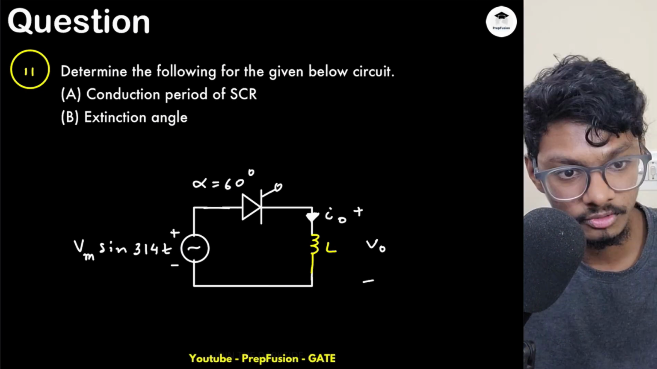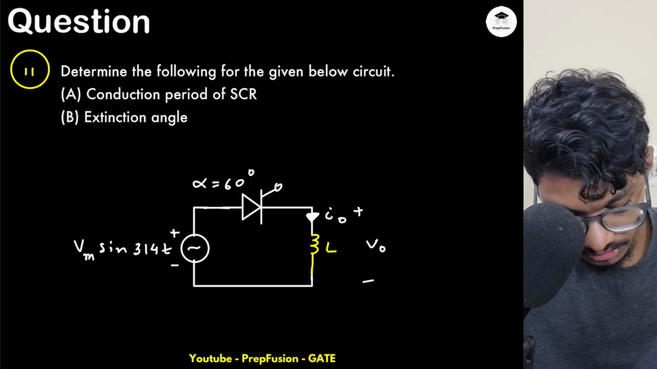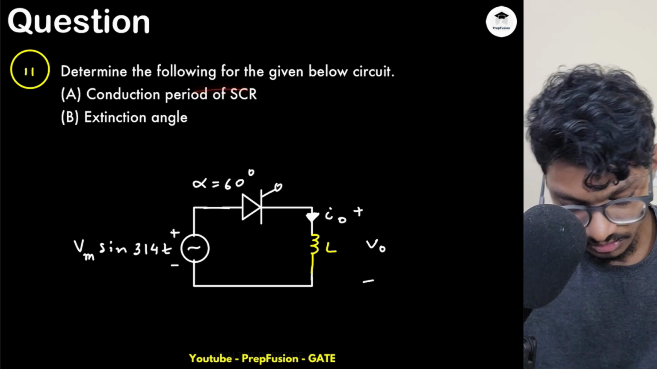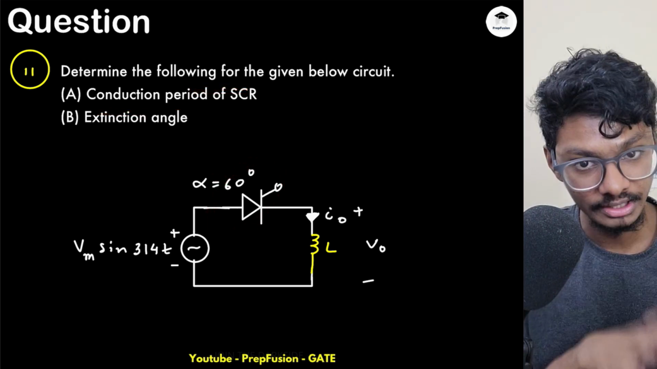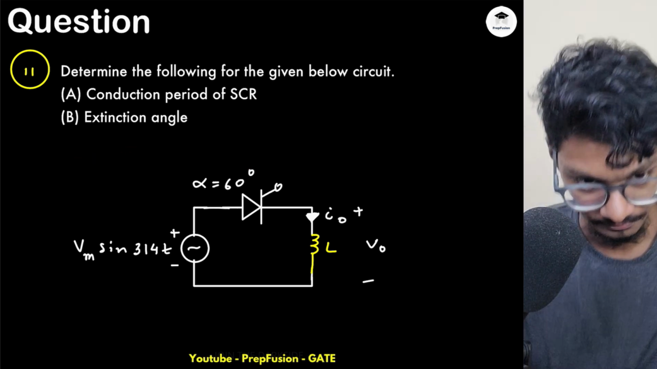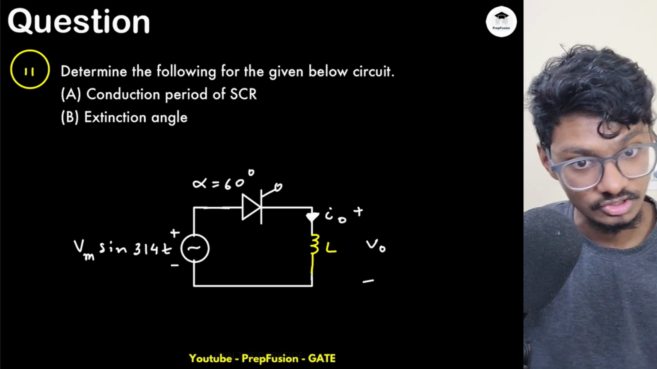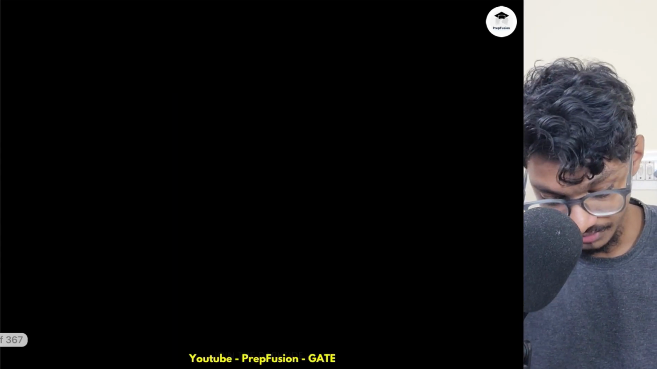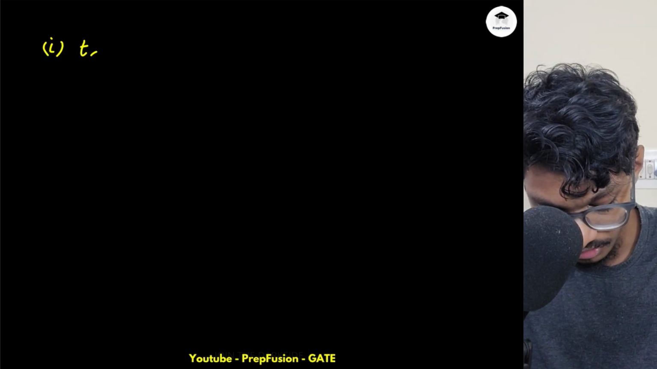Now let's come to the next question. So the next question is pretty similar only. We have to determine the following for the below circuit: the conduction period of the SCR, the forward period for which the SCR is conducting, and the extinction angle. So this is the pure inductive load, and I have explained the working of the SCR, so I will write this directly here. What will be the conduction period? Like all the working I have explained, you just repeat that over and again for understanding this question.